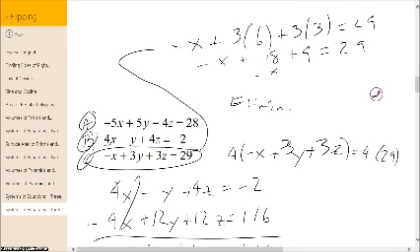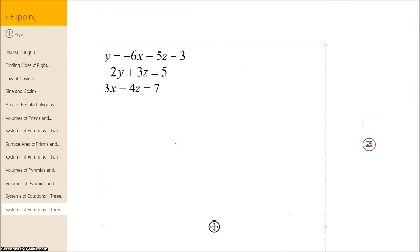This is negative x plus 27 equals 29. Subtract 27 both sides, we get negative x equals 2. Therefore, x equals negative 2. We have solved for x, y, and z. Okay, and we've got a substitution as well.